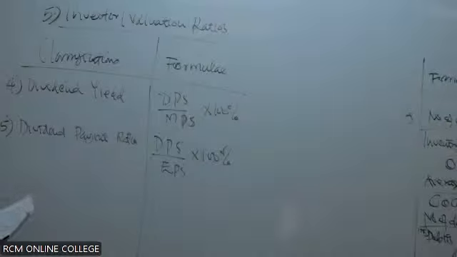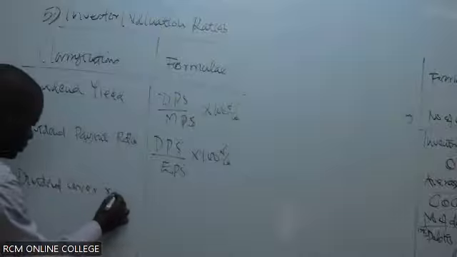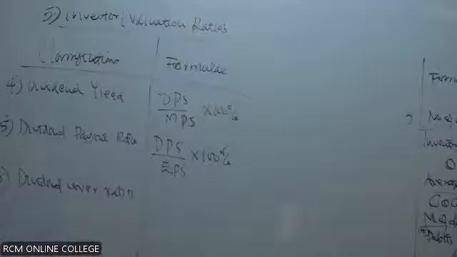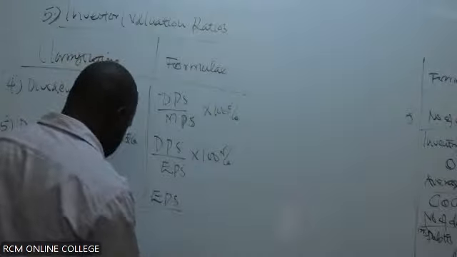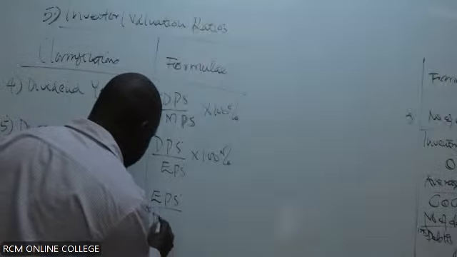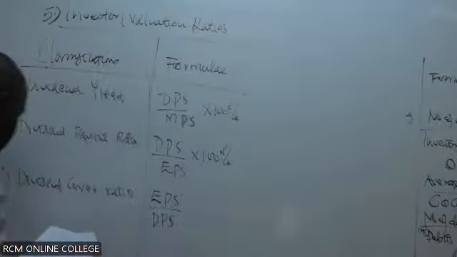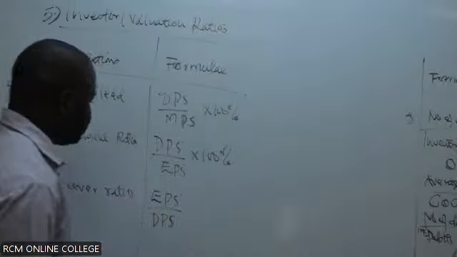Then what I was talking about, the dividend cover ratio. So now we can look at the dividend cover ratio. This one is EPS over DPS: earnings per share divided by dividends per share.